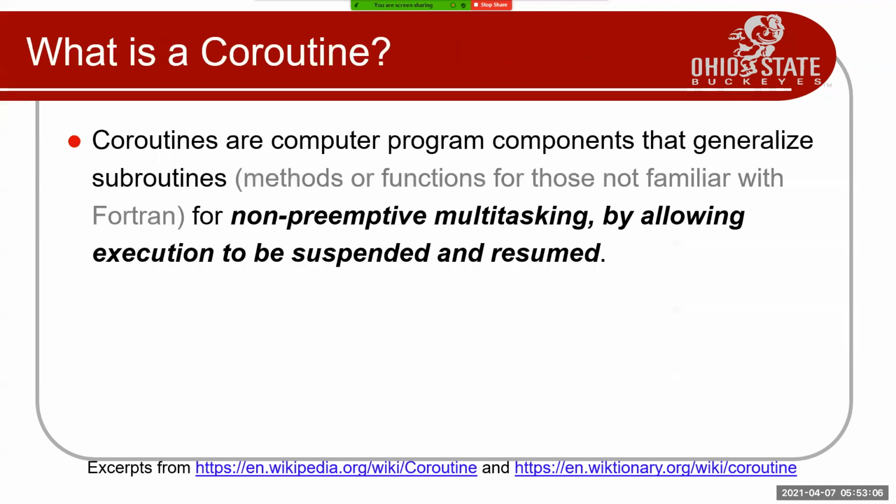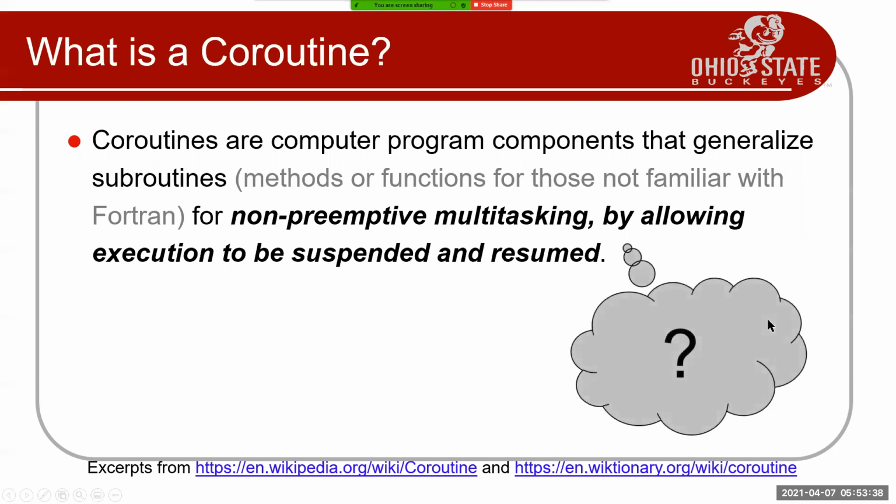Okay, so what is a coroutine? Well, if you go to Wikipedia or Wiktionary, you can get several different definitions. This one says coroutines are computer program components that generalize subroutines. For those not familiar with Fortran, a subroutine is what we would call a method in C++ or C#. It's for non-preemptive multitasking by allowing execution to be suspended and resumed.